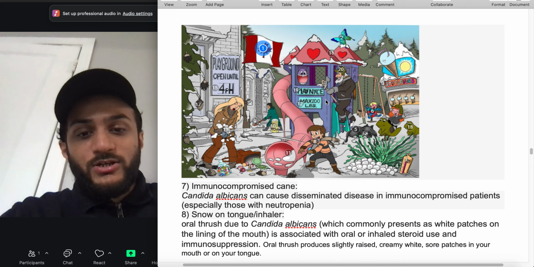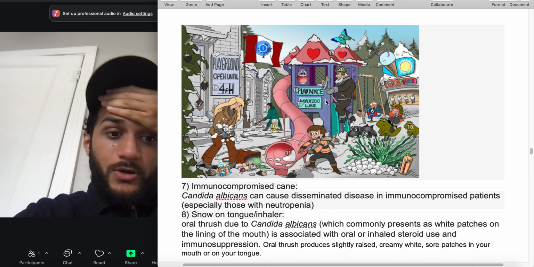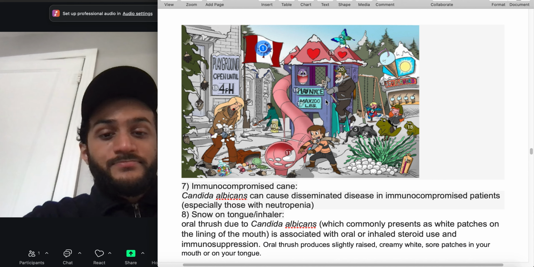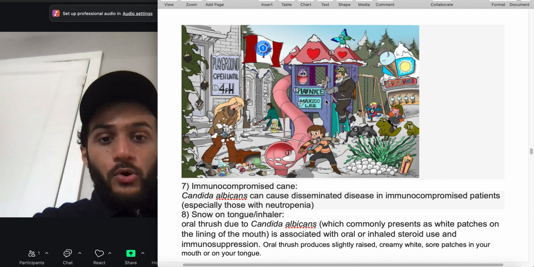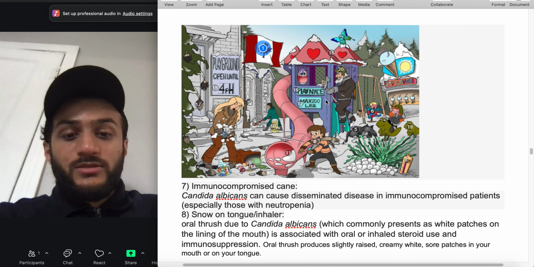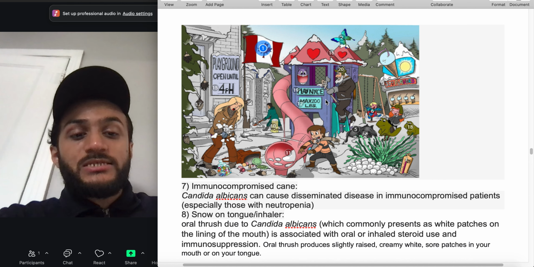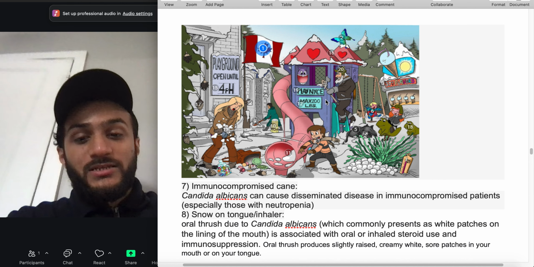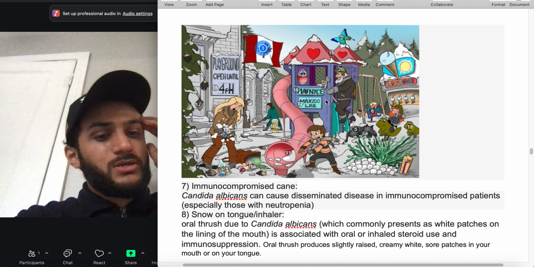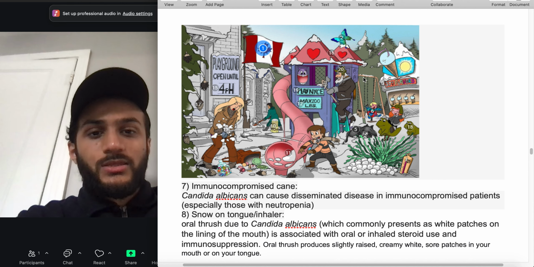So basically oral thrush due to Candida albicans commonly presents with white patches on the lining of the mouth, and is associated with oral inhaled steroid use and immunosuppression. So oral thrush produces slightly raised, creamy white sore patches in your mouth or on your tongue. So this is going to be the sore patches on the mouth and the tongue.